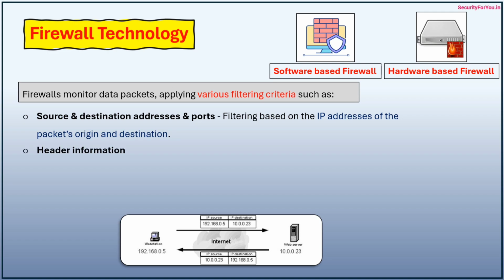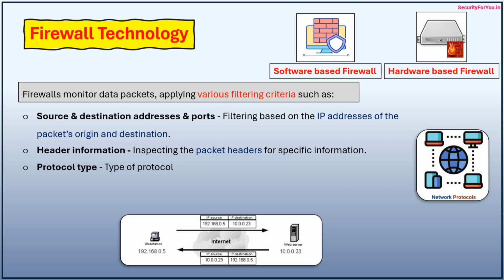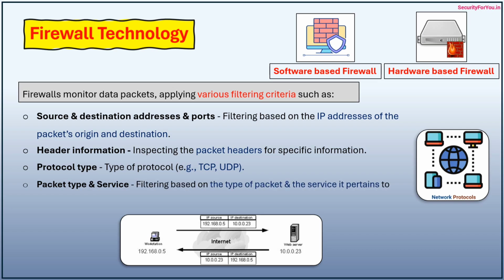Header information: inspecting the packet headers for specific information. Protocol type, like TCP or UDP. Packet type and service: filtering based on the type of packet and the service it pertains to. And data content: deep inspection of data content within the packet, including application and file data.